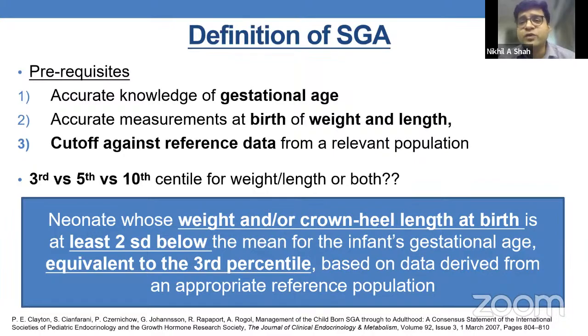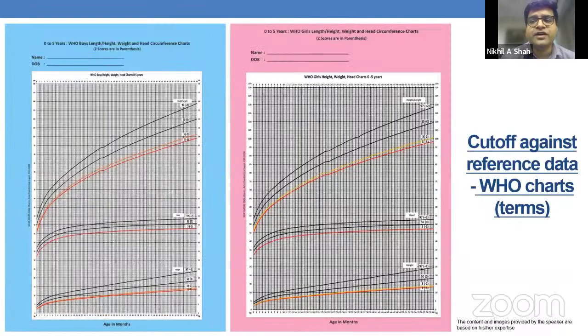Now, which charts do we use? For term babies, we use different charts. For preterm babies, we use different charts. So that is the third point which I was talking about, prerequisites. What is the cutoff against reference data?